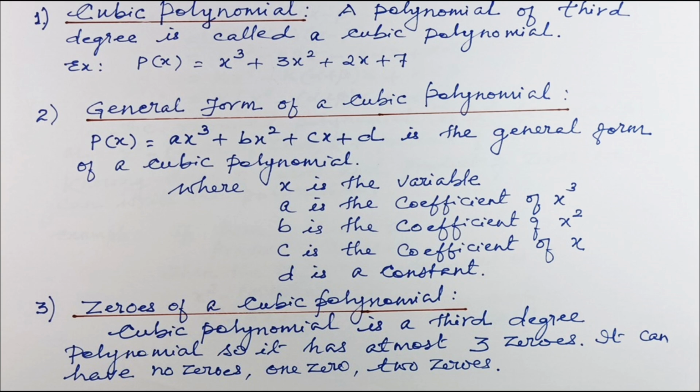Now, what is a cubic polynomial? A polynomial of third degree is called a cubic polynomial. For example, p of x is equal to x cube plus 3x squared plus 2x plus 7 is a cubic polynomial because it is a polynomial of third degree.